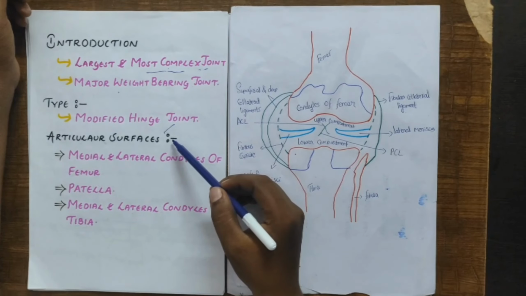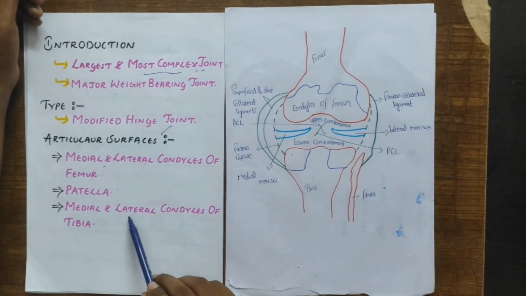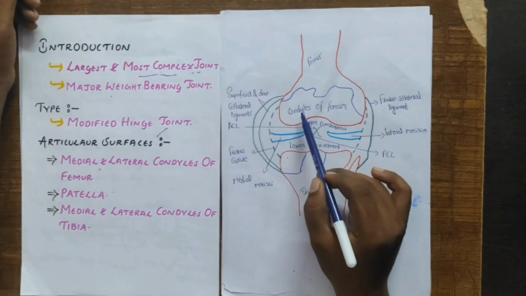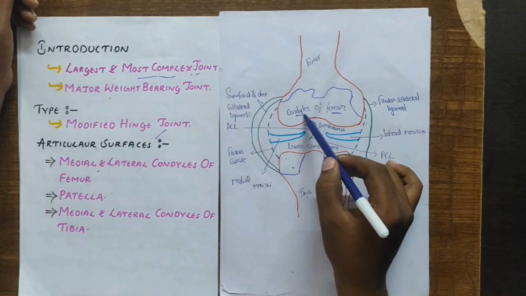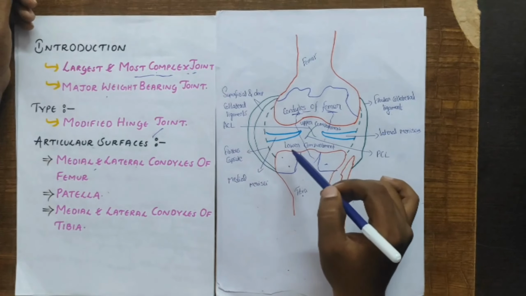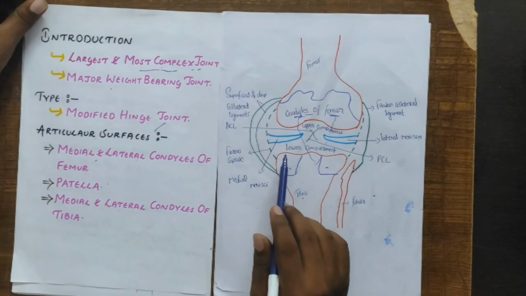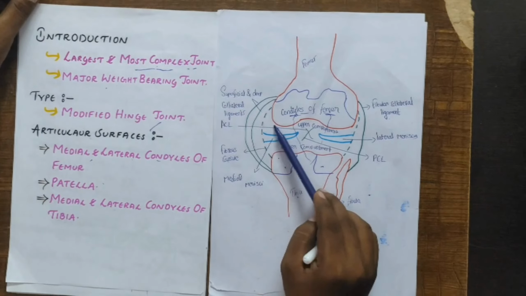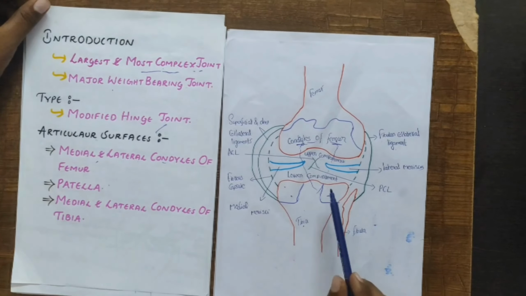Coming to articular surfaces: medial and lateral condyles of femur, patella, and medial and lateral condyles of tibia. It is the diagram of knee joint. These are the condyles of femur. These are the condyles of tibia. Among that, there is a patella bone. By the articulation of these three bones, knee joint is formed. I repeat again, articular surfaces of knee joint are medial and lateral condyles of femur, medial and lateral condyles of tibia, and patella bone.